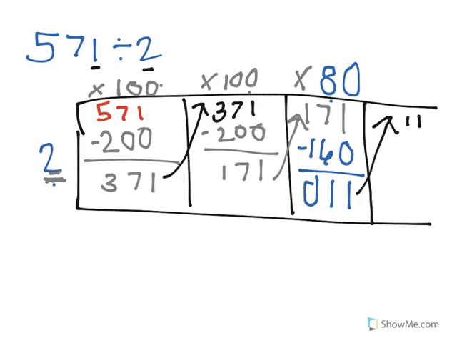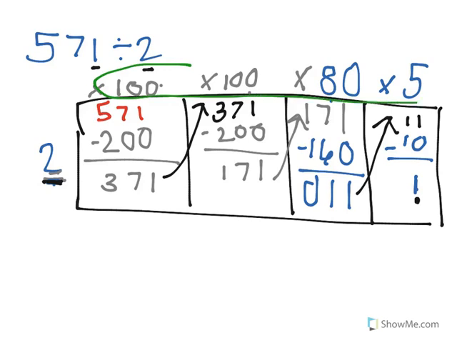I'm going to take 2, and I'm going to multiply it by 5 this time. 2 times 5 gives me 10, and I know that 11 take away 10 leaves me with 1. I close off my rectangle. This 1 is smaller than your divisor, which means you're done. So to find the quotient, you take all of these numbers that are up here, and you're going to add them together. So we know that 100 and 100 make 200.